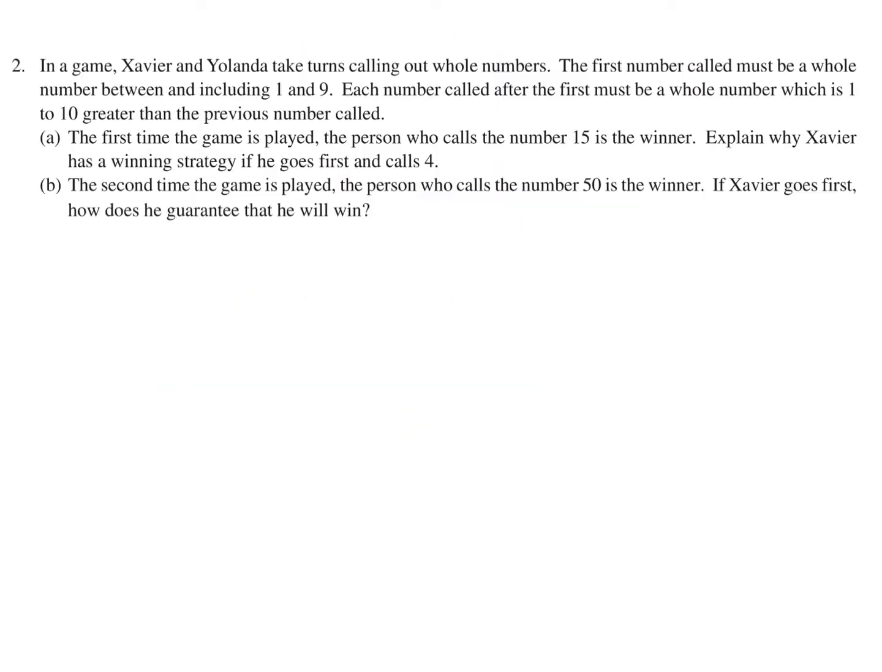Number 2. In a game, Xavier and Yolanda take turns calling out whole numbers. The first number called must be a whole number between and including 1 and 9. Each number called after the first must be a whole number which is 1 to 10 greater than the previous number called. Part A. The first time the game is played, the person who calls the number 15 is the winner. Explain why Xavier has a winning strategy if he goes first and calls a 4.